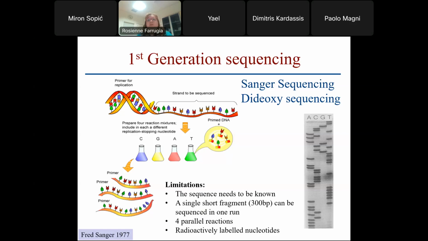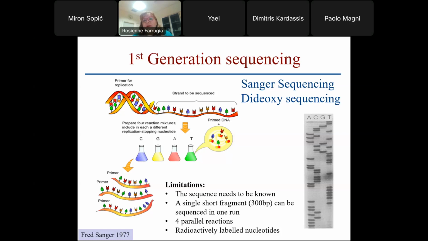Amongst them, you need to know the sequence, because your standard mix for PCR requires the use of primers, which are specific to your sequence, and you can only design those if you know the sequence. Sequencing was limited to very short fragments. You can sequence 300 base pairs in one run if you have a very good gel. It was laborious because you needed to run 4 parallel reactions per 300 base pair fragment that you're sequencing.